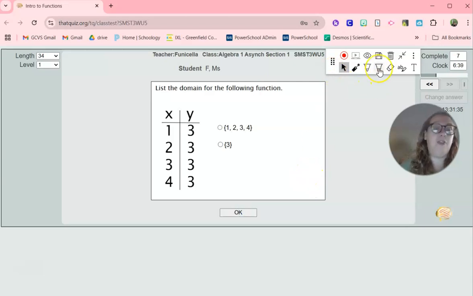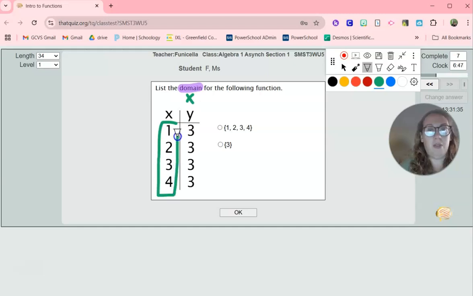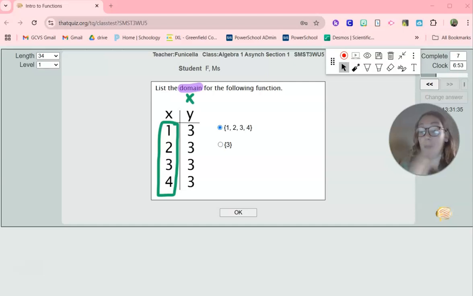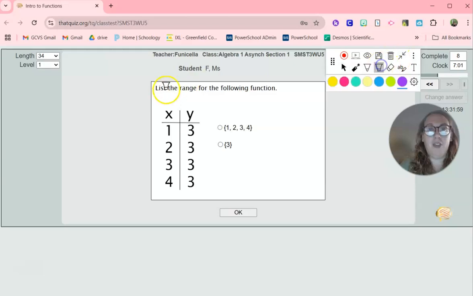List the domain for that function. So the domain is our x values. So our domain here is 1, 2, 3, and 4. So we're selecting 1, 2, 3, 4. We just list them in numerical order from least to greatest without any repeats. Beautiful. And the next one asks for the range.